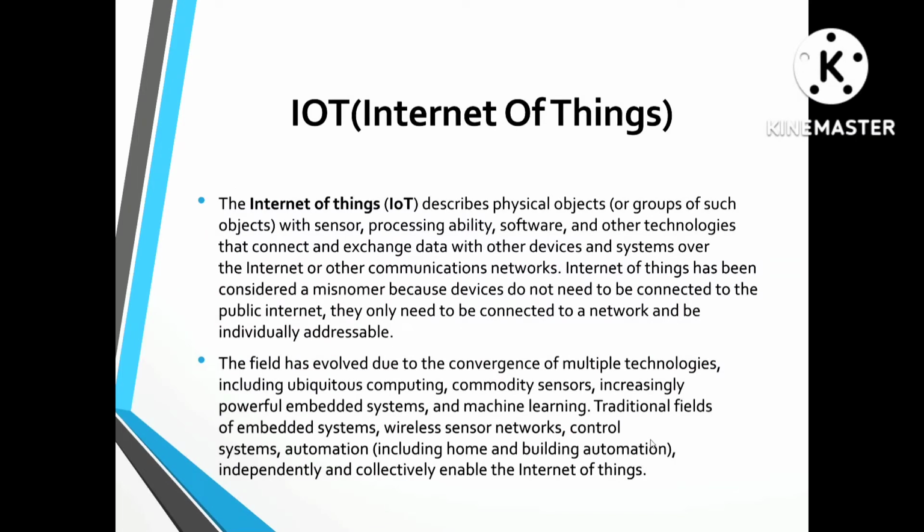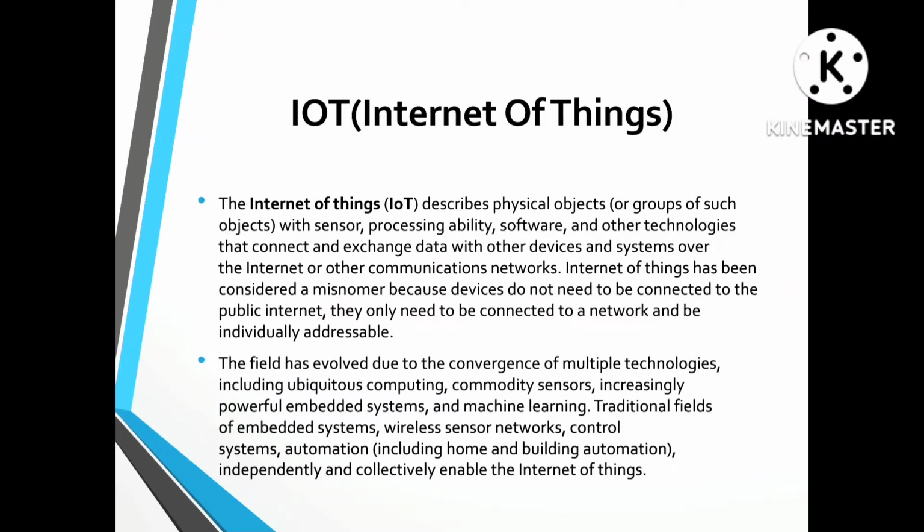IoT. The Internet of Things describes physical objects or groups of such objects with sensors, processing ability, software and other technologies that connect and exchange data with other devices and systems over the internet or other communication networks. The Internet of Things has been considered a misnomer because devices do not need to connect to the public internet. They only need to be connected to a network and be individually addressable.